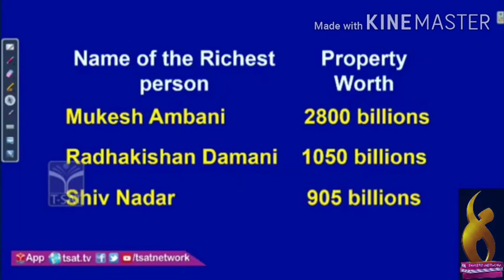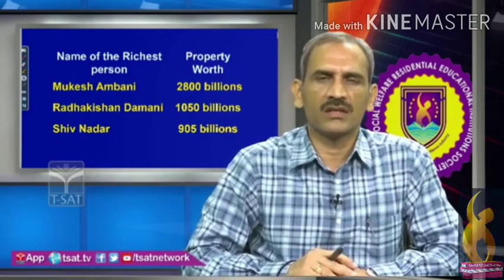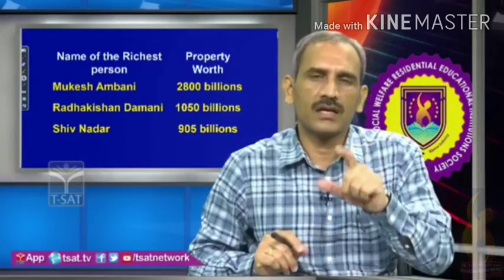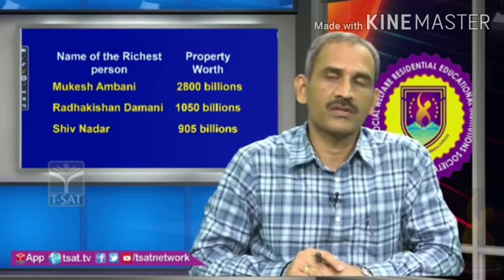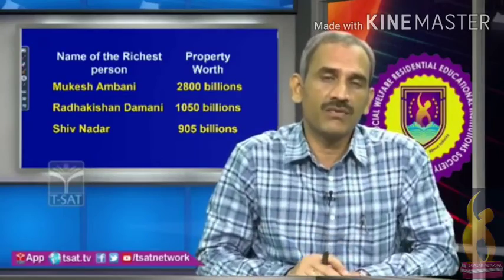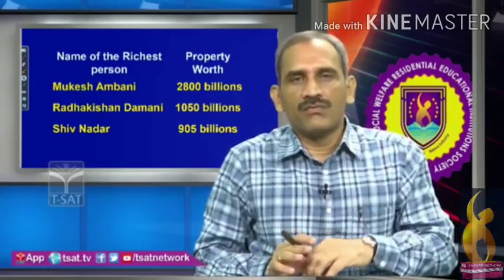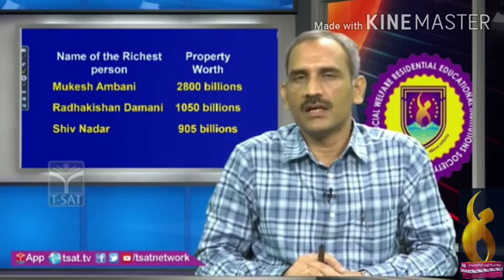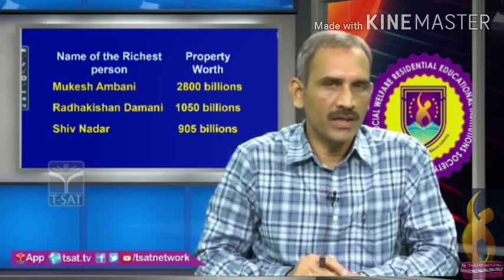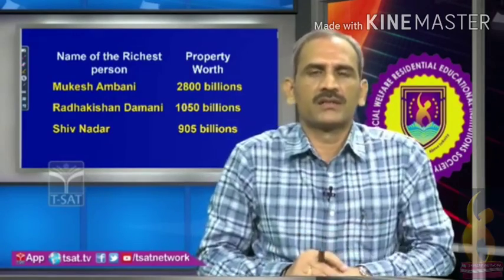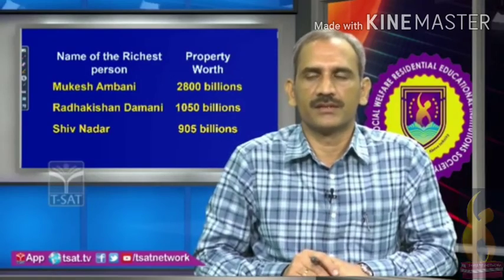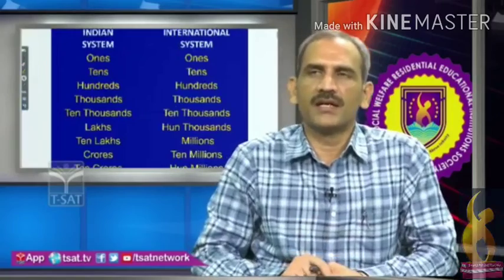Or if you look at this example, these are the 3 richest persons in our India. Mukesh Ambani, his property is worth around 2,800 billions. Again, if you observe the quantity or the income, it was also an approximate value. That means those are the estimated figures. And if you take Damani, his income is around 1,050 billions, and Shivanadar, his property is worth around 905 billions. If you look at all these figures, there also the income or the property was mentioned in terms of billions. Now, what do you mean by this billions and millions?